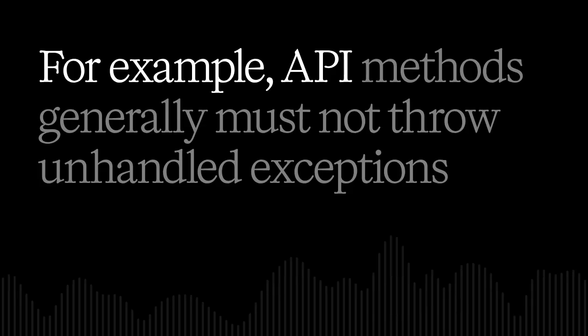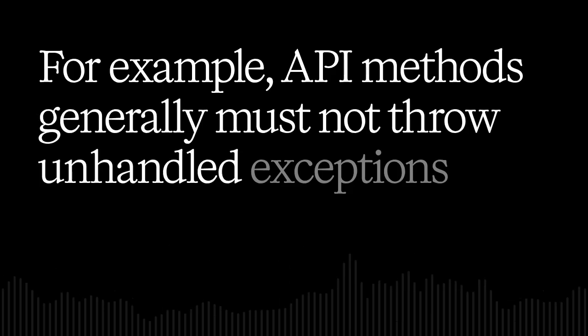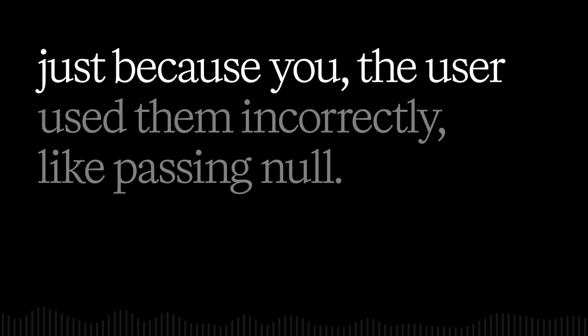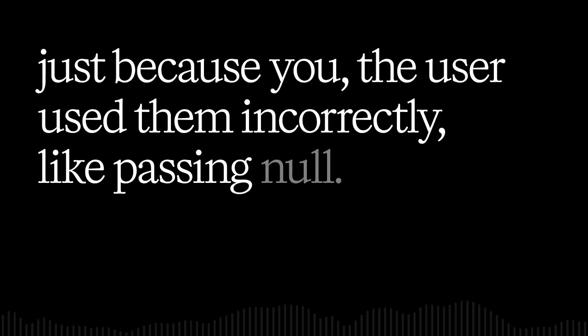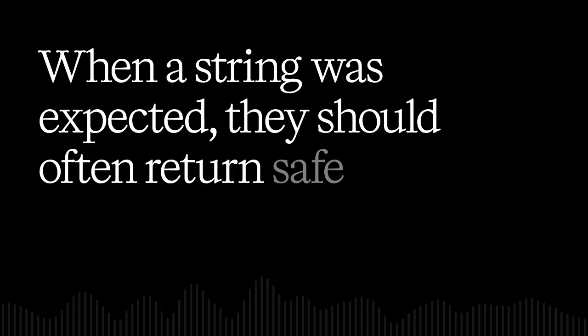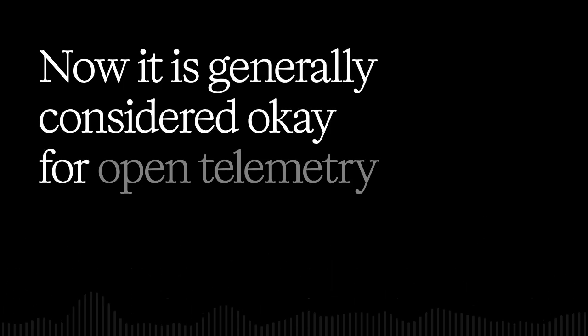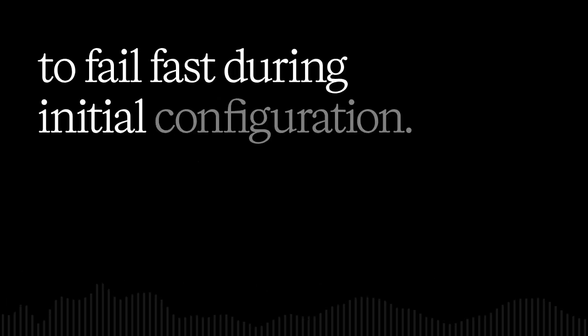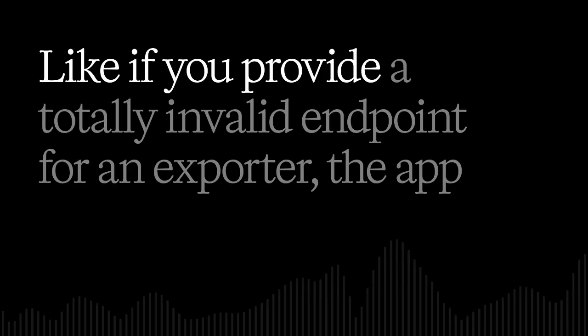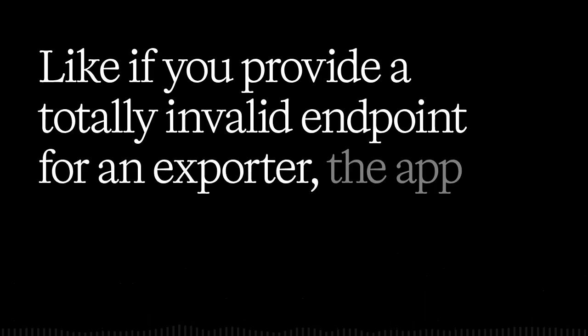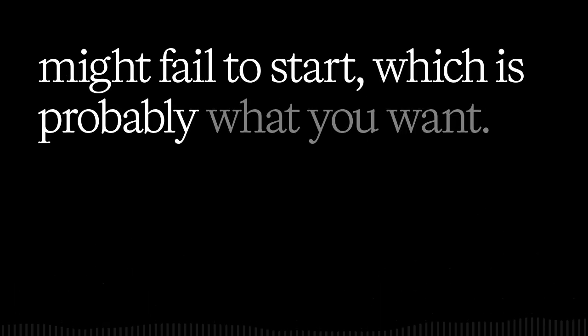For example, API methods generally must not throw unhandled exceptions just because you, the user, used them incorrectly, like passing null when a string was expected. They should often return safe default values or no-op objects instead. Now, it is generally considered okay for OpenTelemetry to fail fast during initial configuration, like if you provide a totally invalid endpoint for an exporter, the app might fail to start, which is probably what you want.